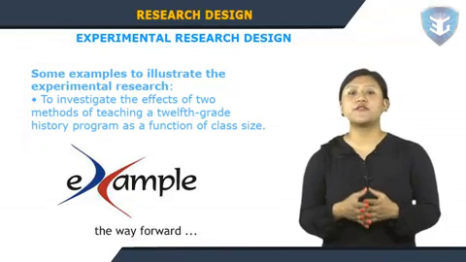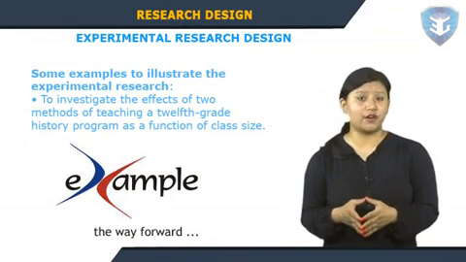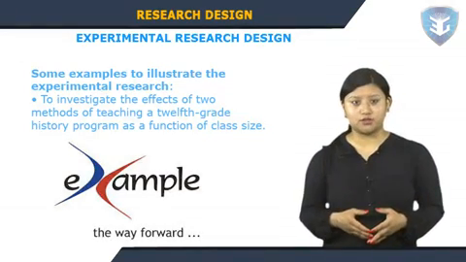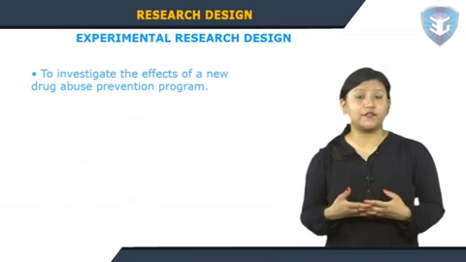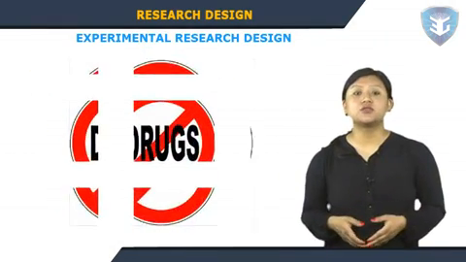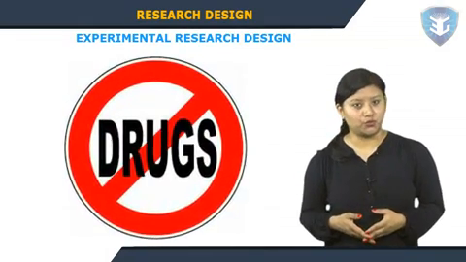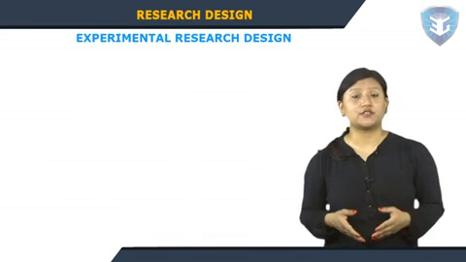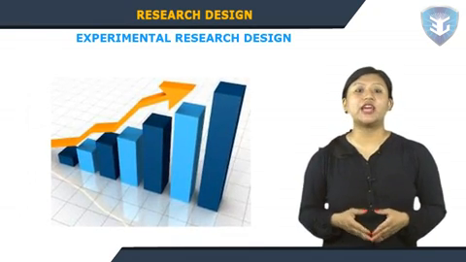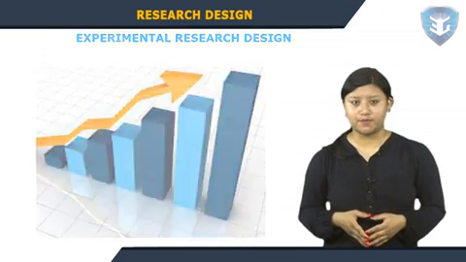To investigate the effects of two methods of teaching a 12th grade history program as a function of class size, large and small, and levels of student intelligence. To investigate the effects of a new drug abuse prevention program on the attitudes of junior high school students using experimental and control groups. To investigate the effects of two methods of pupil evaluation on the performance of children in the 23 elementary schools of a given suburban district.